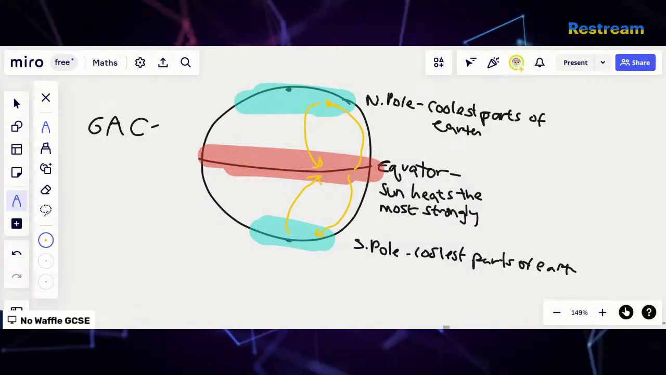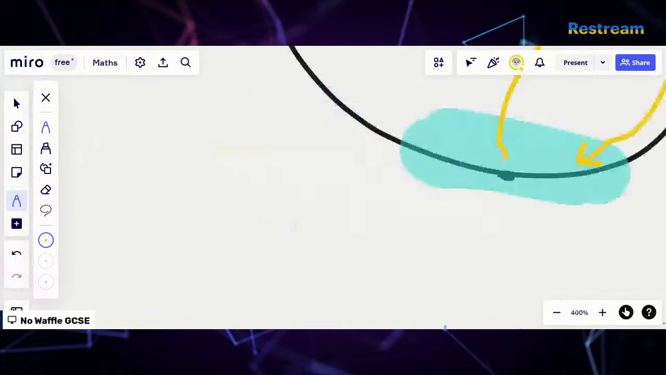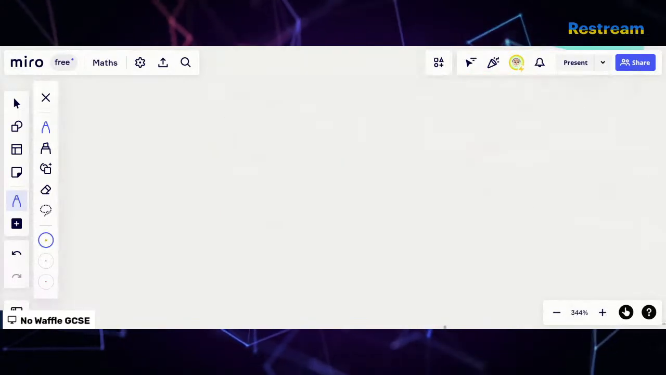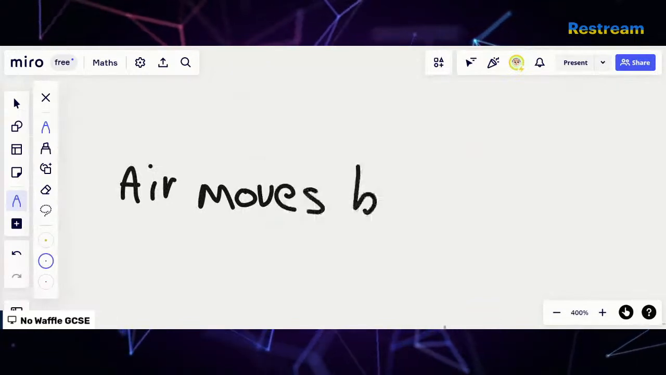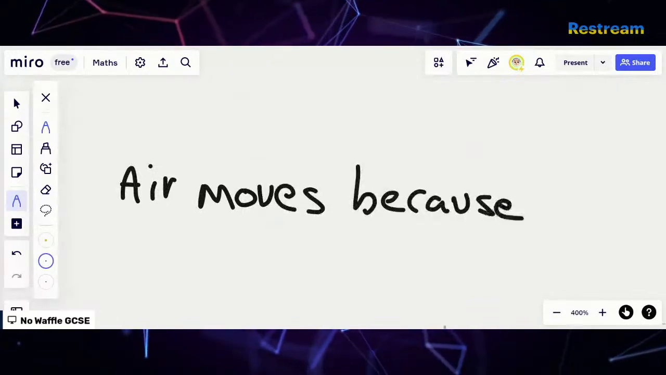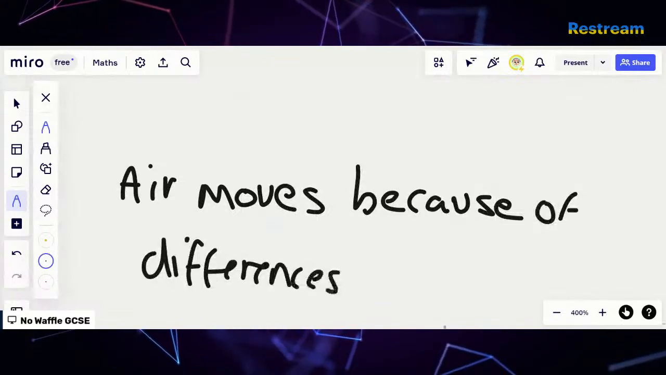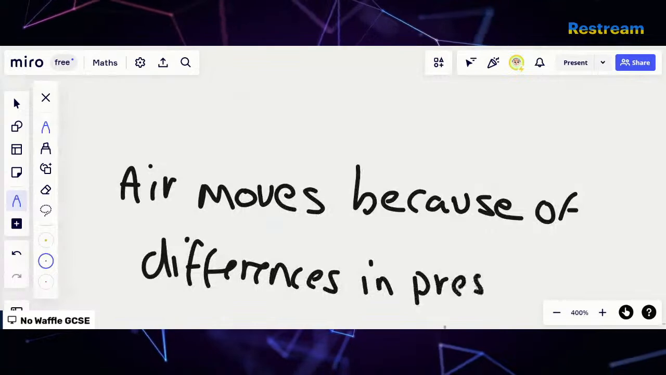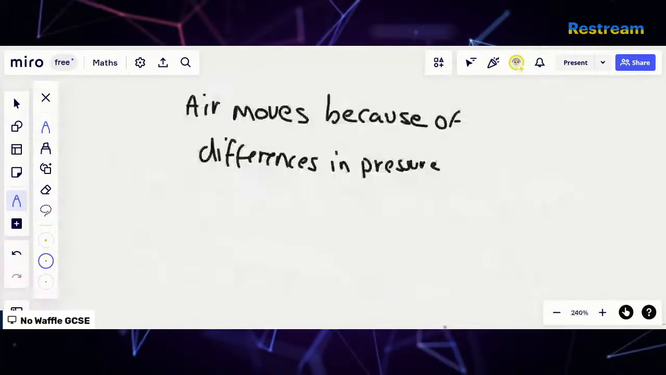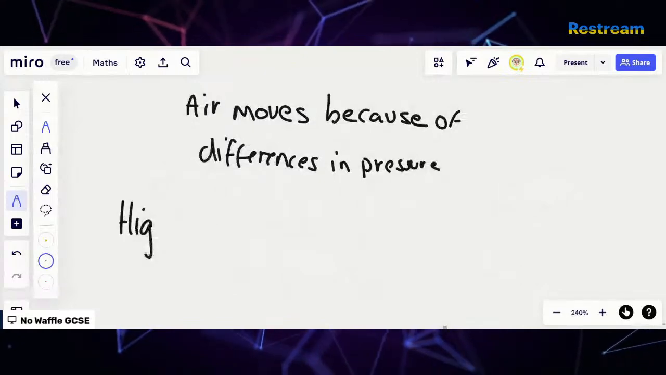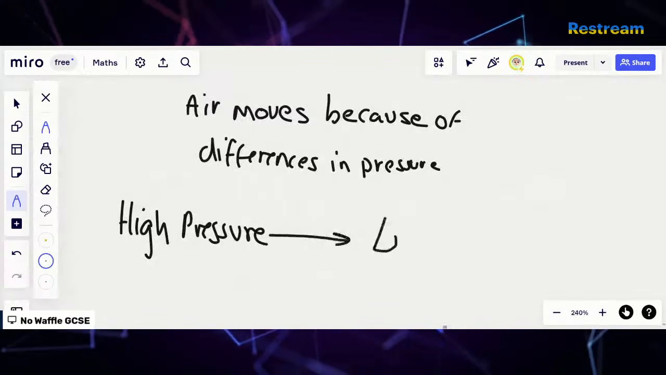Now, why does the air move? Specifically, air moves because of differences in pressure. So what does this mean? Air moves from areas of high pressure to areas of low pressure.